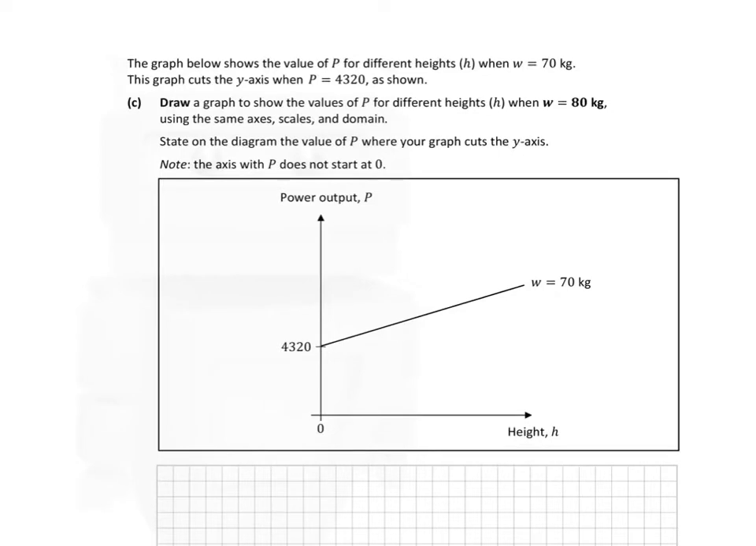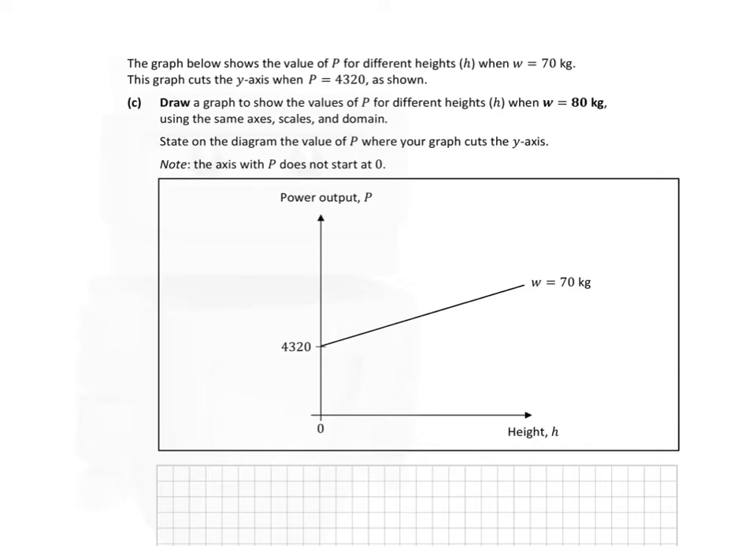Okay, the next question. The graph below shows the value of P for different heights when W is 70 kg. The graph cuts the y-axis when P is 4,320. So when the graph cuts the y-axis, it means that x is equal to 0. So when x is equal to 0, P is equal to 4,320. So that's 0 on the x-axis, the y-axis 4,320. We need to draw a graph to show the values of P for different heights when W is 80 kg, using the same axes and scales. So state in the diagram the value of P where your graph cuts the y-axis.